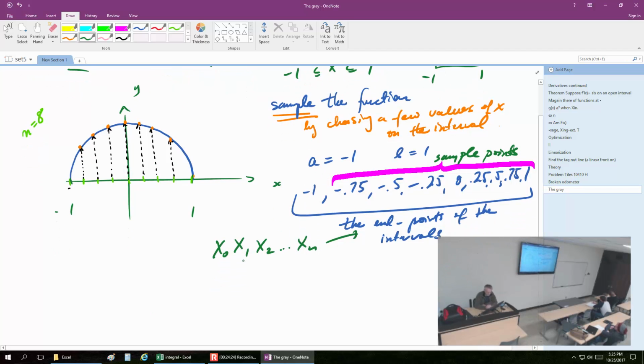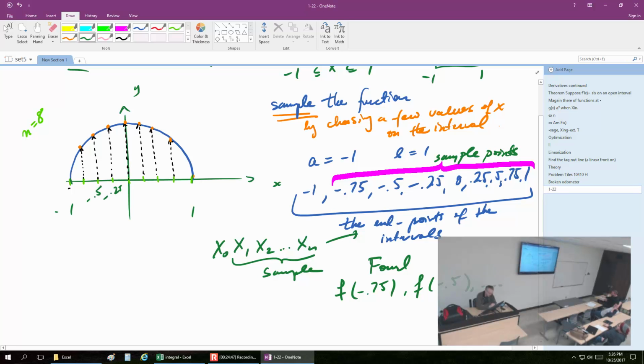So my sample points are these, and I have determined f of, but not by hand, that's the advantage of computers, and then f of -0.5, and so on. Once again, this is 0.25, -0.25, -0.5, and so on. These are the heights of the rectangles.